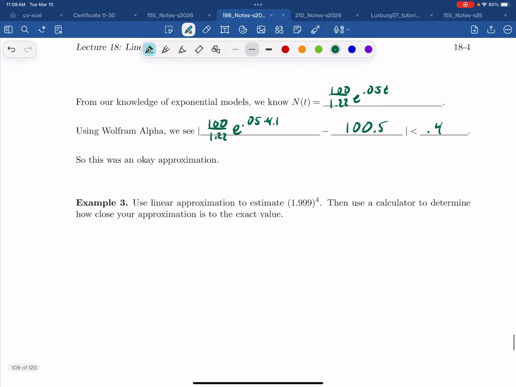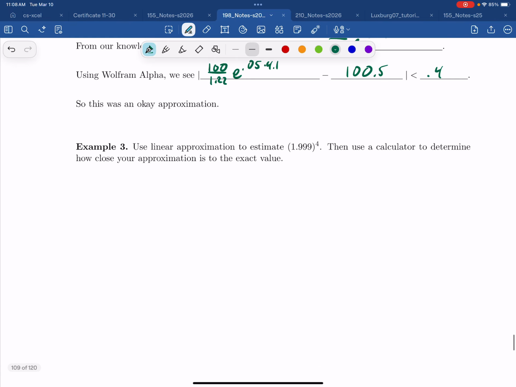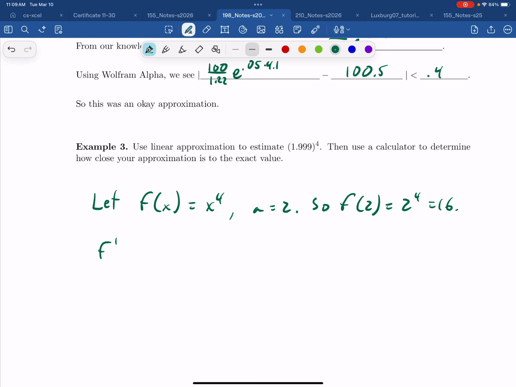Right. So we have these two approximations, okay? Let's just quickly do two more. So here, we're trying to estimate this guy. You have to find your function, find your nice value. Let f of x equal x to the 4th, right? Because that's what's happening here. And let a equal 2. So f of 2 equals 2 to the 4th, which equals 16. Okay? F prime of 2 is going to equal 4x cubed, and then we plug in 2. This gives 4 times 2 cubed, which equals 32.